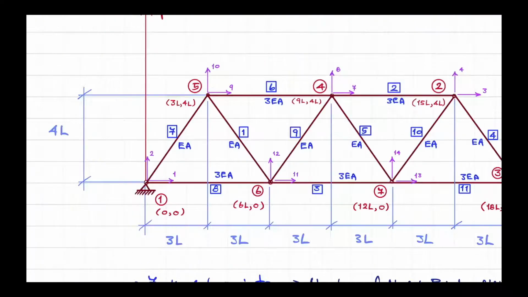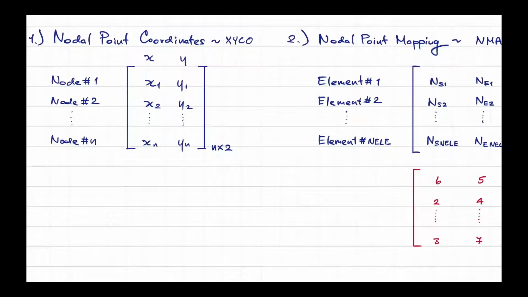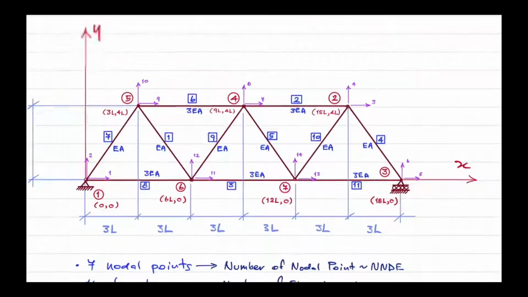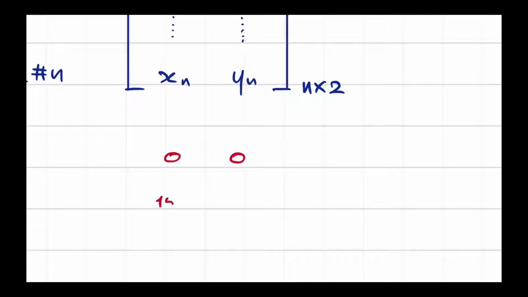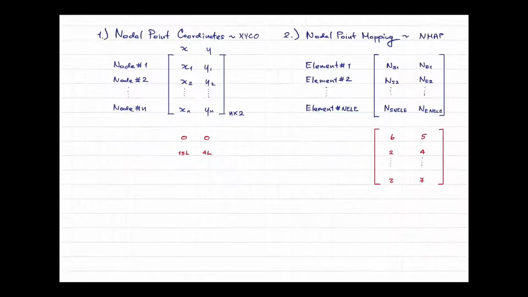Next, let's see. Okay, node number 1, I will drop in the number 0. How about the number 2? 15 and 4. How about node number, the last one, 7, 12 and 0.